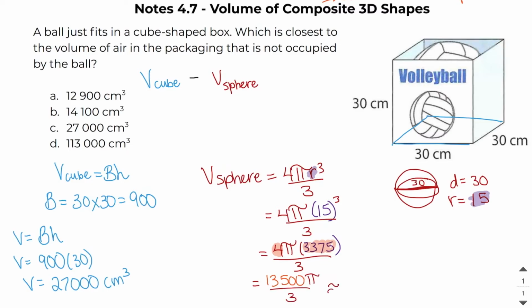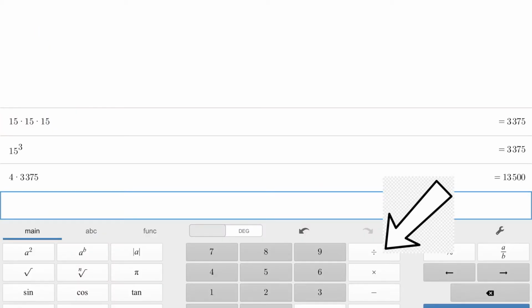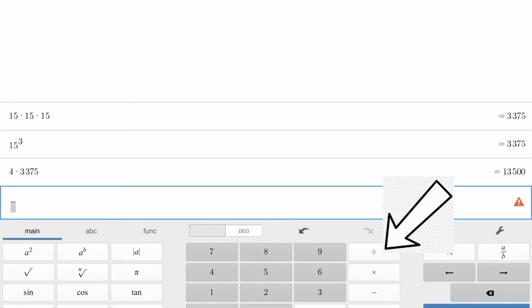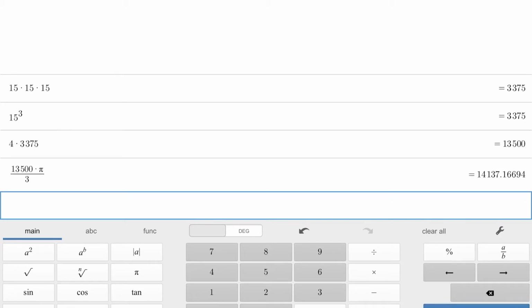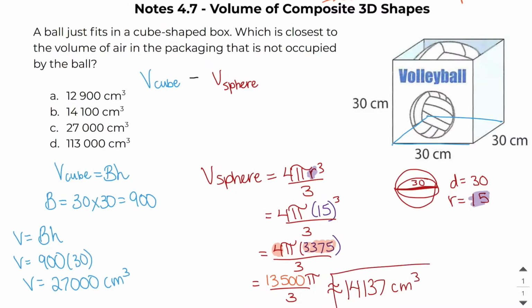Now I'm going to figure out how much that is approximately. I see here in my choices I don't have decimals, so I'm going to round this to the nearest whole number. And just a reminder, in Desmos it's nice, you just press the division key and you've got your fraction right there, so you can type it in exactly how you would normally write it out. And we end up getting 14,137 cubic centimeters. Oh, sorry, that's not our final answer.